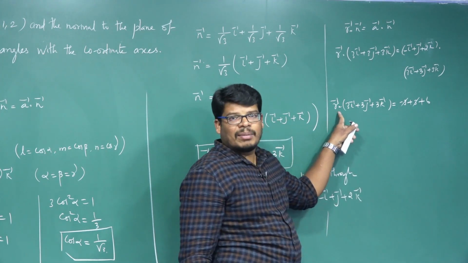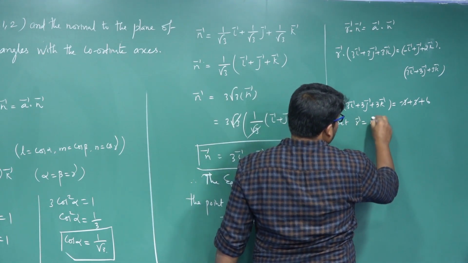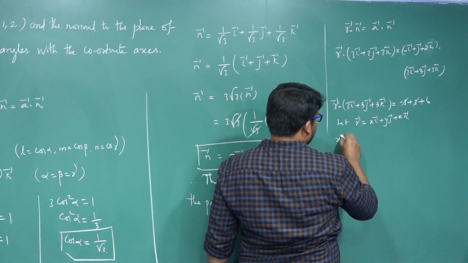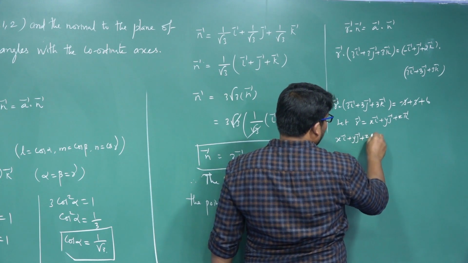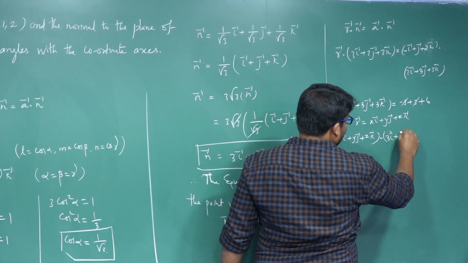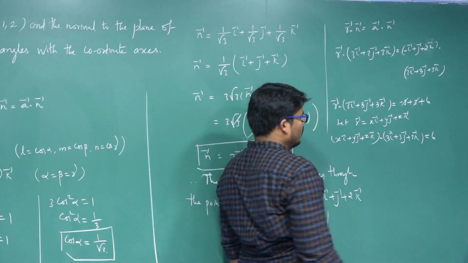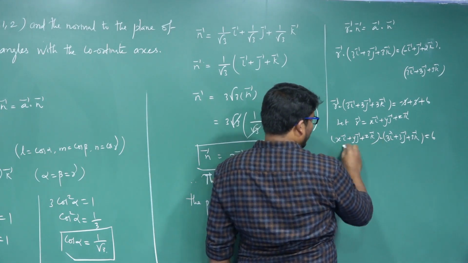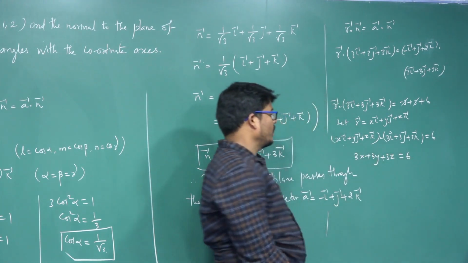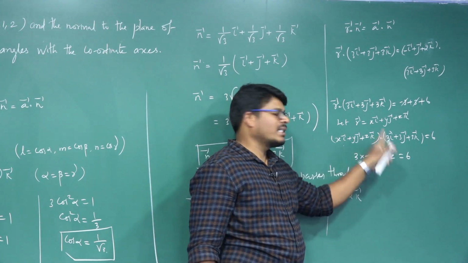Let r vector equal xi vector plus yj vector plus zk vector. Now substitute: xi vector plus yj vector plus zk vector dot 3i vector plus 3j vector plus 3k vector equal to 6. Now multiply: i dot i is 1, 3 into x is 3x plus 3y plus 3z equal to 6.